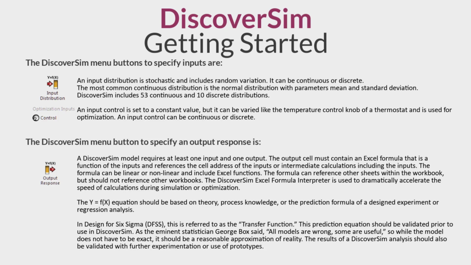The y equals f of x equation should be based on theory, process knowledge, or the prediction formula of a designed experiment or regression analysis. In Design for Six Sigma, or DFSS, this is referred to as the transfer function. This prediction equation should be validated prior to use in DiscoverSim. As the eminent statistician George Box said, all models are wrong, some are useful. So while the model does not have to be exact, it should be a reasonable approximation of reality. The results of a DiscoverSim analysis should also be validated with further experimentation or use of prototypes.